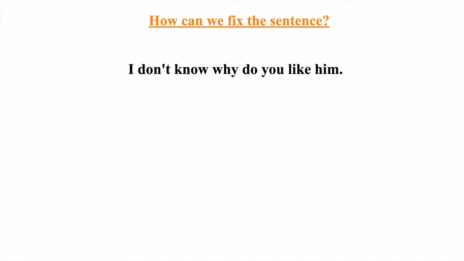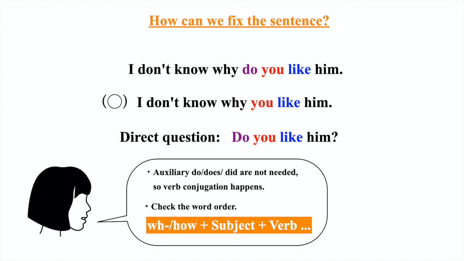Okay, the second sentence. I don't know why do you like him? How can we fix the sentence? The sentence should be, I don't know why you like him. We need to get rid of the auxiliary do. Again, we get influenced by the direct question, do you like him? Auxiliary do, does, did are not needed, so verb conjugations happen. What I mean is, if you use she or he, you need to change the verb to likes.